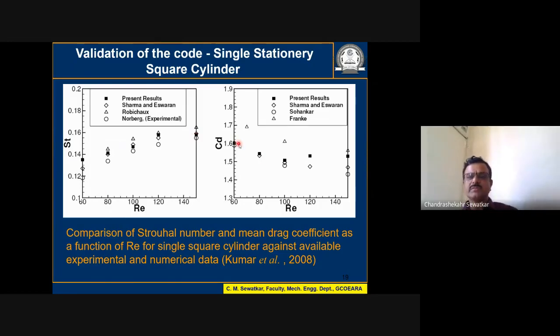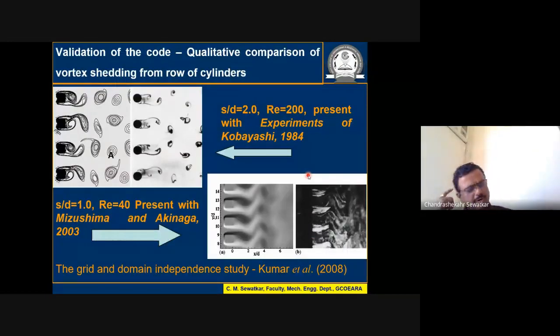Here also you can see with the increase in the Reynolds number, the drag coefficient is changing. We have compared our results. Present results are shown with the dark symbols here, and the other results are the unfilled symbols: Sharma, Eswaran, Sewatkar, and Frank. You can see more or less there is a close agreement between the drag obtained for the single square cylinder. That was the quantitative validation for a single cylinder.